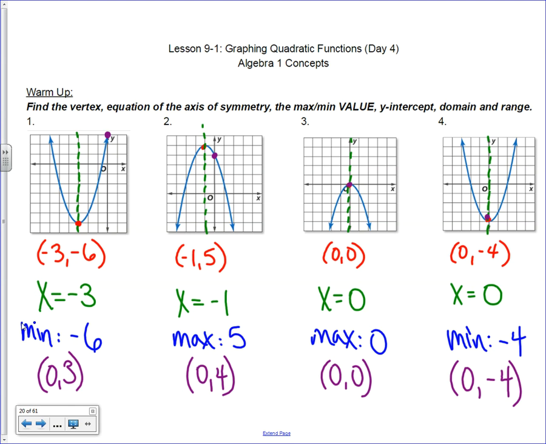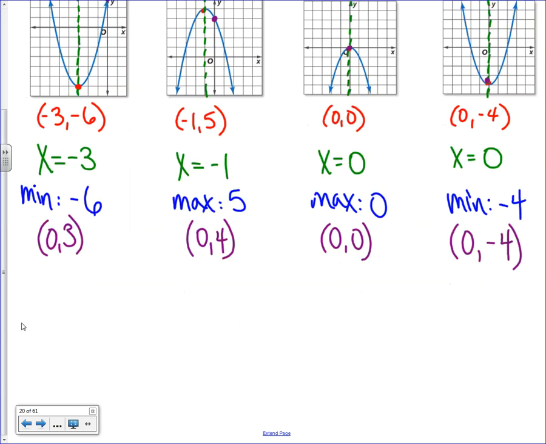Okay, and the last thing I'm asking you for is a domain and range. Okay, what can I put for domain for all of these? All of them. Because we'll talk about domain and range of other functions, so I want to make sure you know what it stands for.